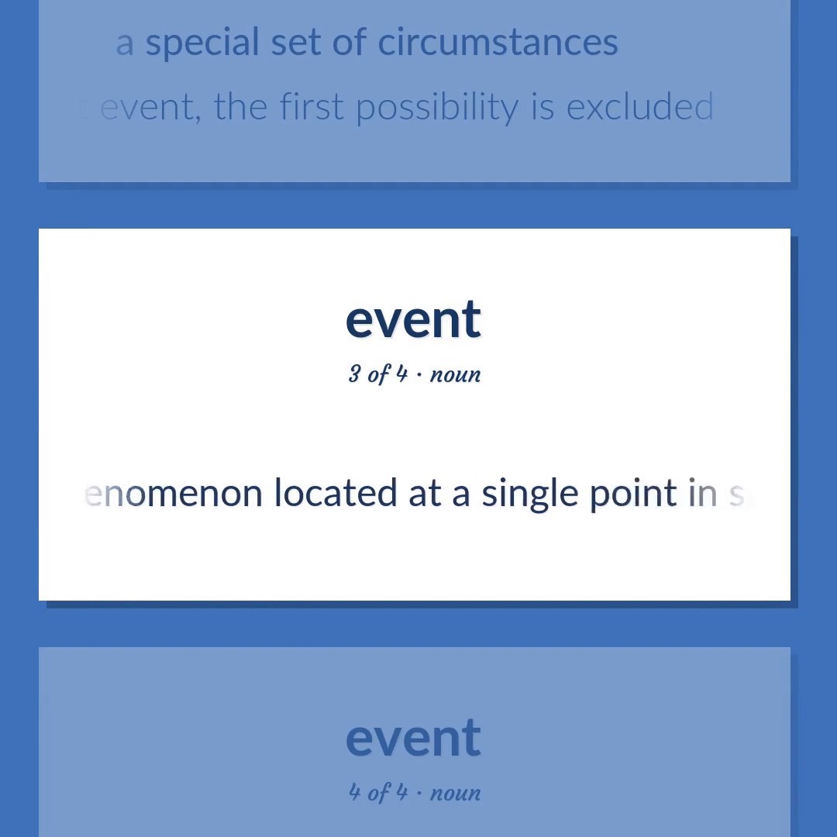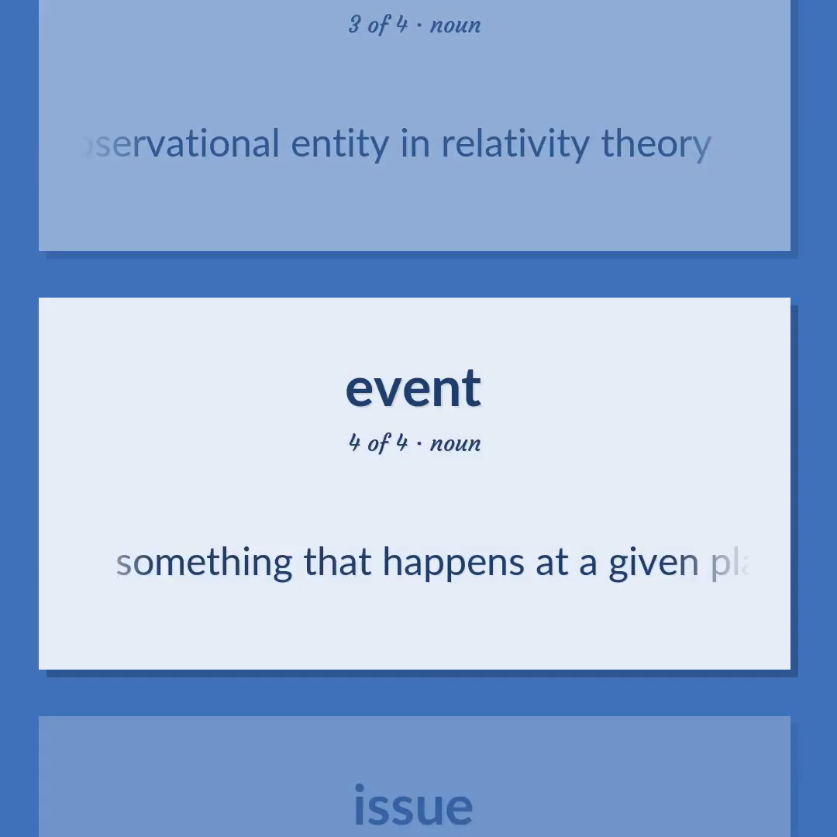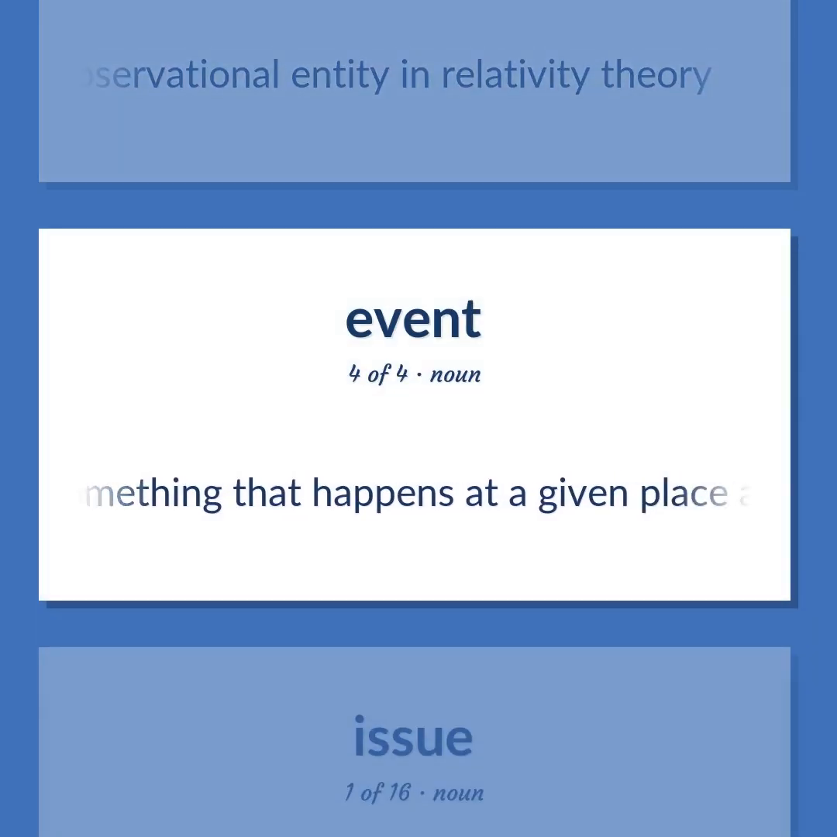A phenomenon located at a single point in spacetime, the fundamental observational entity in relativity theory. Something that happens at a given place and time.